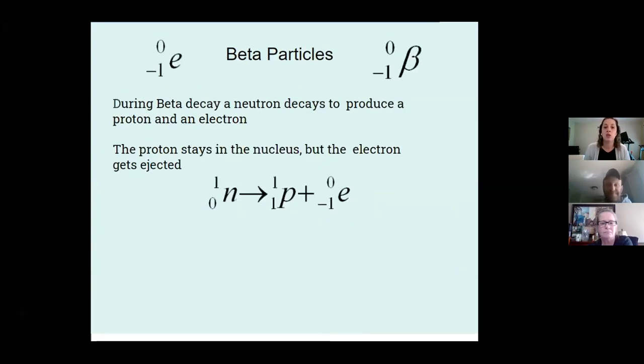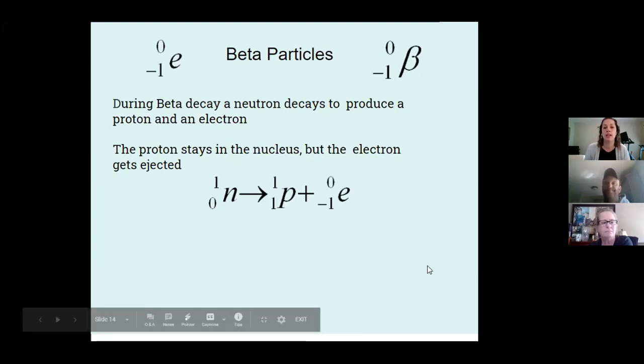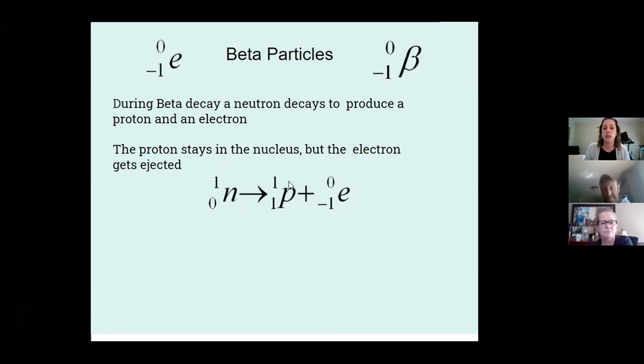During beta decay, a neutron actually decays to produce a proton and an electron. And this is going to explain why there was that funny -1 at the bottom. So this neutron breaks down into a proton and an electron. The proton stays in the nucleus and the electron gets emitted or ejected. The neutron has a mass of 1, but no charge. The proton has a mass of 1 and a charge of +1. And the electron has a mass of 0 and -1, because remember, like that math problem, these bottom numbers all have to equal each other. So 0 equals 1 plus -1.